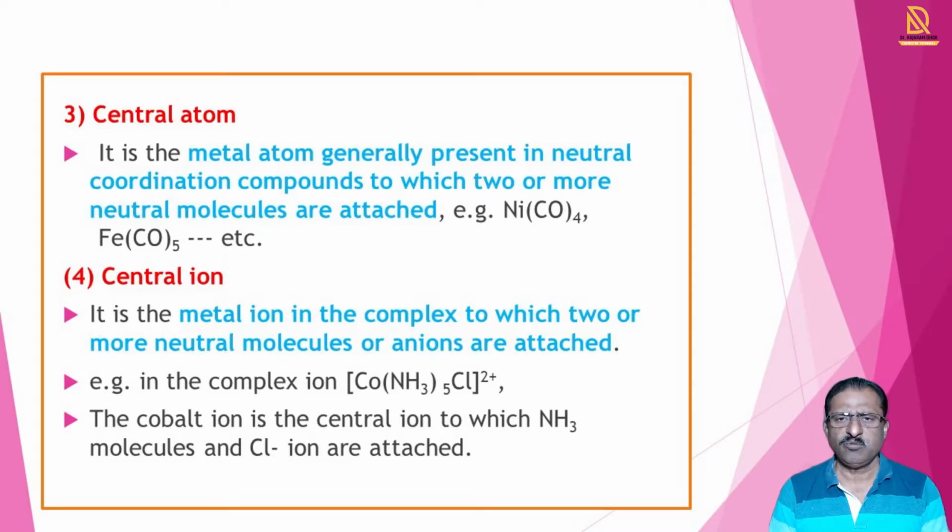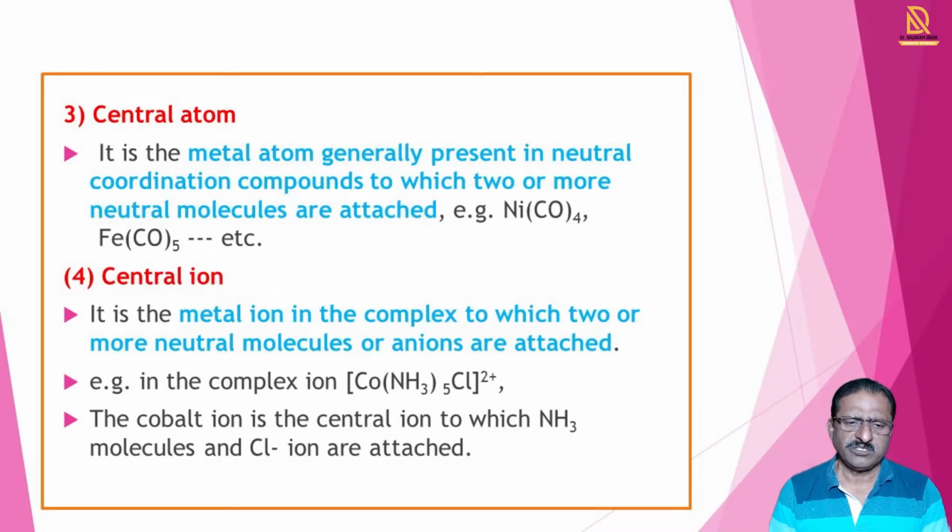The second example is Fe(CO)5. In Fe(CO)5, 5 carbonyl ligands are attached to the Fe, but CO is neutral, so the oxidation state of Fe is 0. So in Fe(CO)5, Fe has neutral charge, that is, it is in the atomic state, and so it is called the central atom.